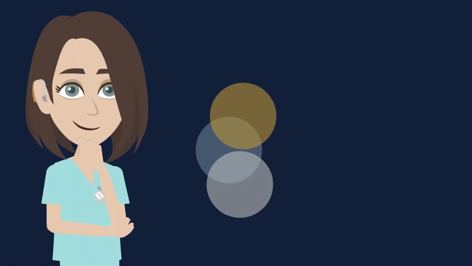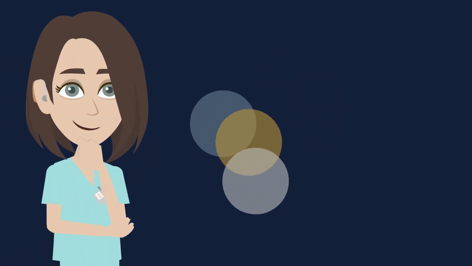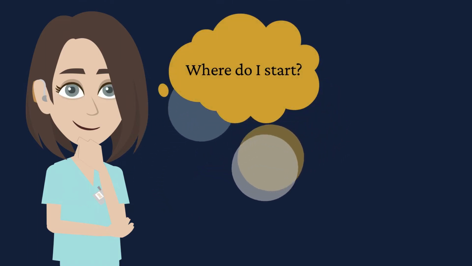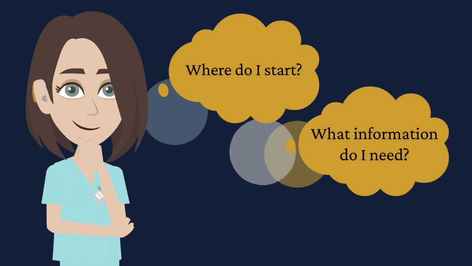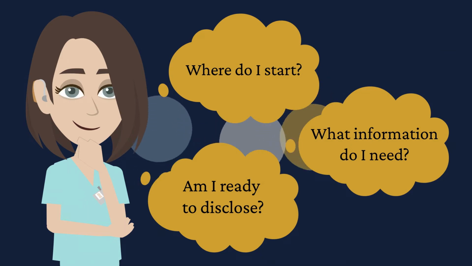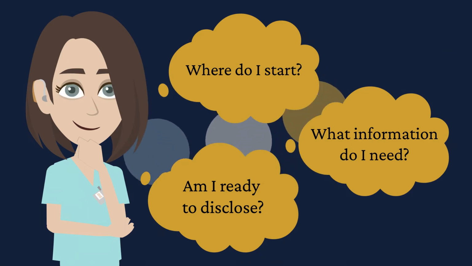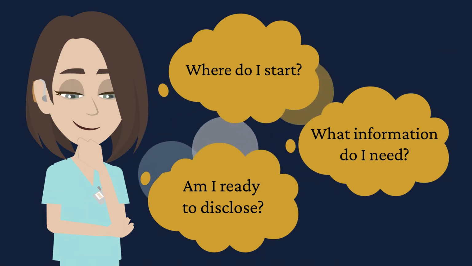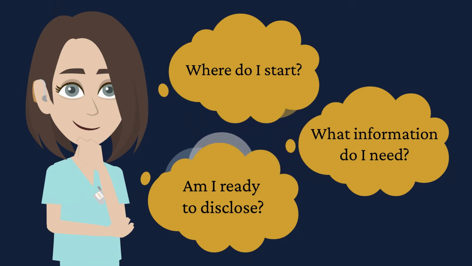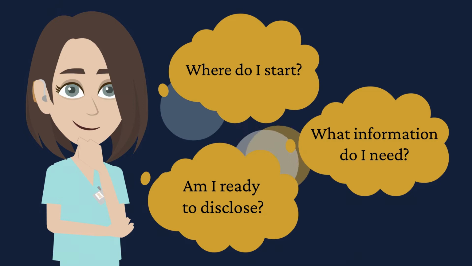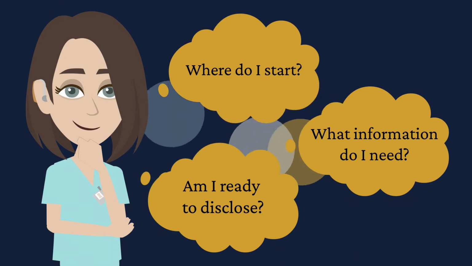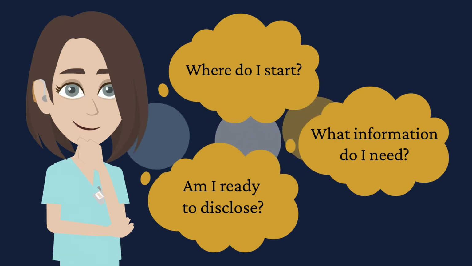You are in control of the process and may be wondering, where do I start? What information do I need? Am I ready to disclose? Reaching out to an ADA specialist is confidential and is an opportunity for you to gather important information about the process. Telling your institution about your disability is a form of disclosure, and in response, your institution should begin a conversation about whether or not you require accommodations to fully access your training program.